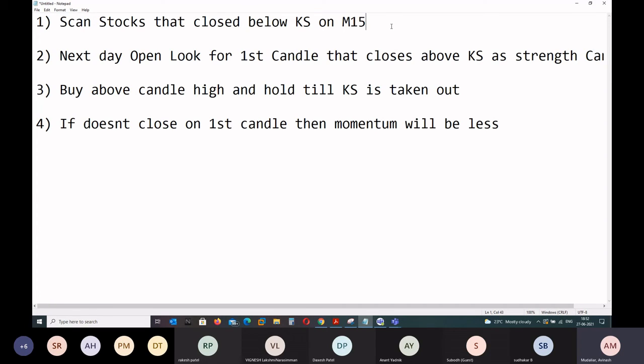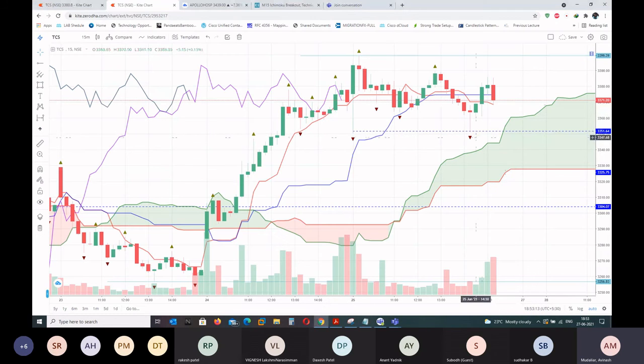Next day, on the same 15-minute time frame, you need to look for the first candle that closes above the KS as a strength candle. If that happens, you simply buy above the candle high, and you hold it till the KS is taken out. Most of the time, that stock will be on the top gainers list for the entire day. It may hit upper circuit, or it may give you decent gains.